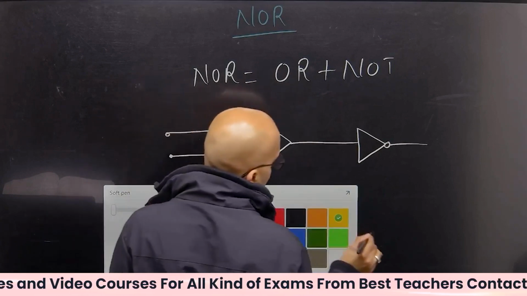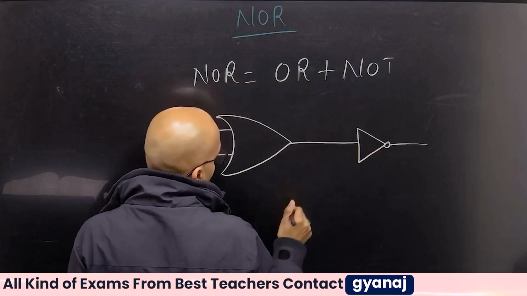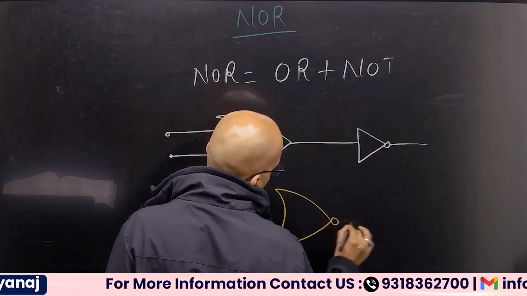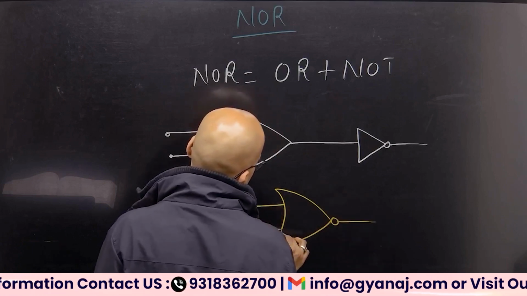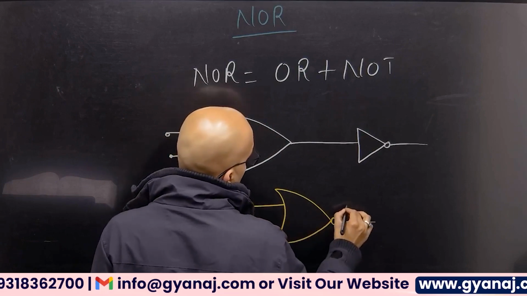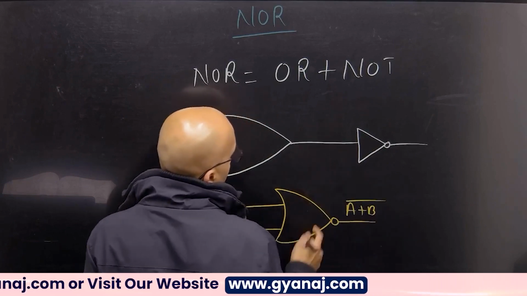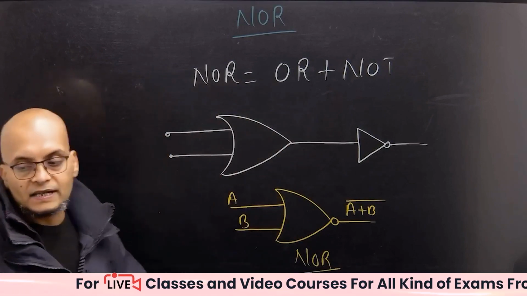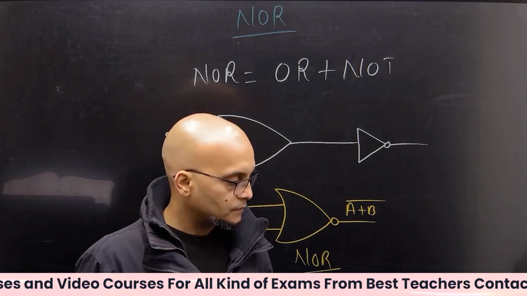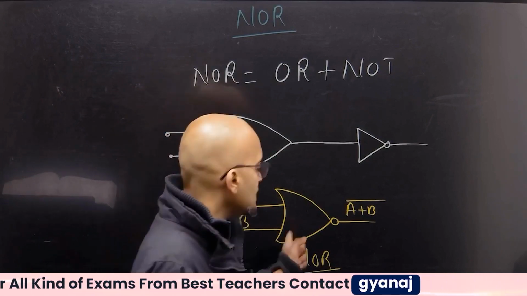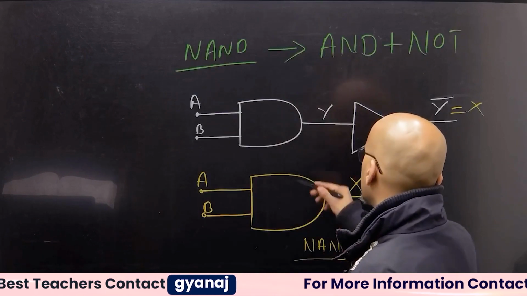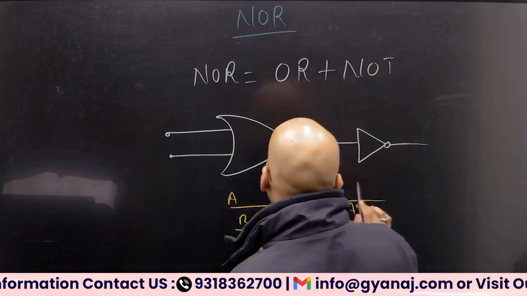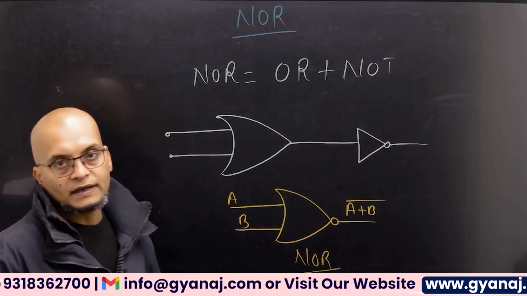So I'm going to draw the direct symbol, by combining these two symbols, for the NOR gate. If A and B are your inputs, then A or B whole complement is the NOR operator. This is your NOR gate. Please look at it. Right? That's what we did in the previous situation as well. Combining AND and NOT. Here we have combined OR and NOT to get NOR.